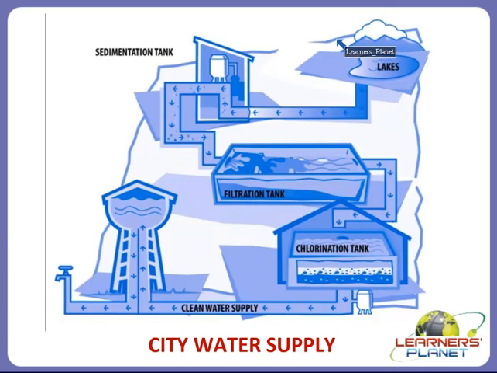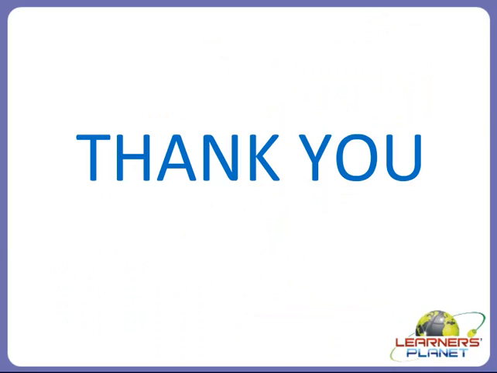So this is the system of the water supply in the city, right? In this way we get purified, clean water in our home. The water gets collected in the rivers and other places, is passed through many processes, and then it is supplied to us in our home, right? So in this way this system works.